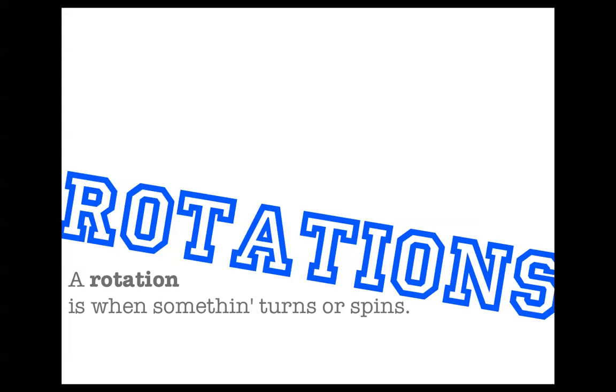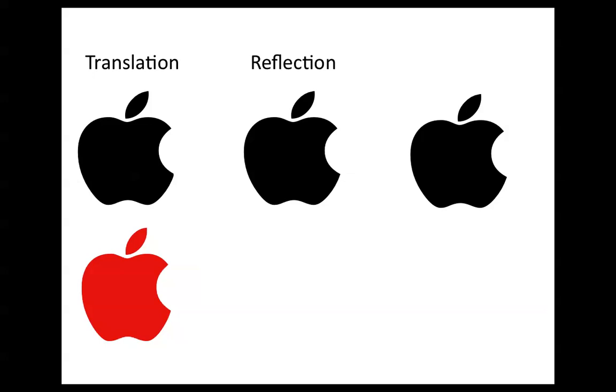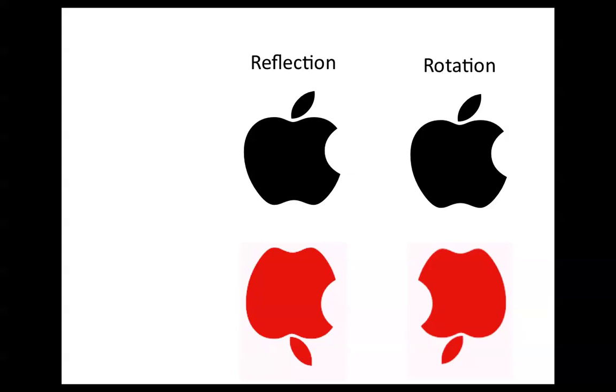So, rotations. We know translations is when something just slides or glides or moves or shifts. And a reflection is when something has a mirror image of it. A rotation, though, is, like I said, when something turns or rotates or spins. What I want you to notice is that sometimes reflections and rotations look similar, but they don't look exactly the same. And I think you can see that.